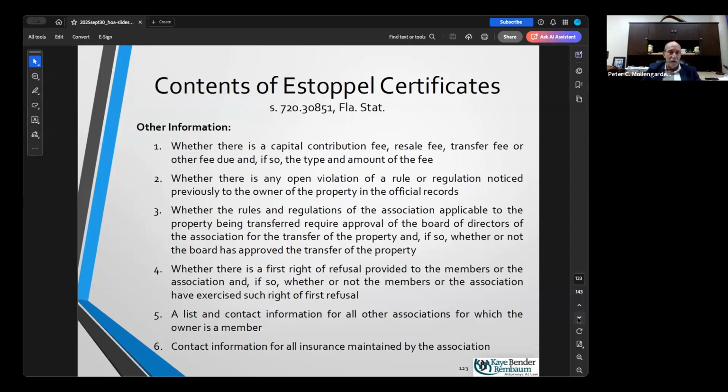Just like with the assessment issue, if you don't tell them what's delinquent, you can't collect it from the next owner. Whether the rules and regulations of the association applicable to the property being transferred require board approval, and whether or not the board has approved the transfer. Is there any right of first refusal, which is pretty unusual for an HOA, but if there's a right of first refusal provided to the members or the association, and if so, has it been exercised? A list and contact information for all other associations for which the owner is a member. So if there's a master association that the owners are also required to be members of, that has to be noticed and included in the estoppel. And contact information for all insurance maintained by the association. That's usually the name, address, email, phone of your insurance agent.